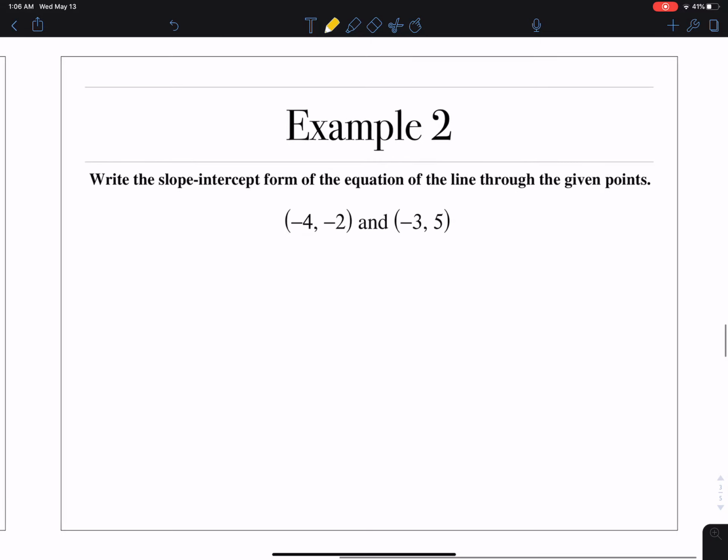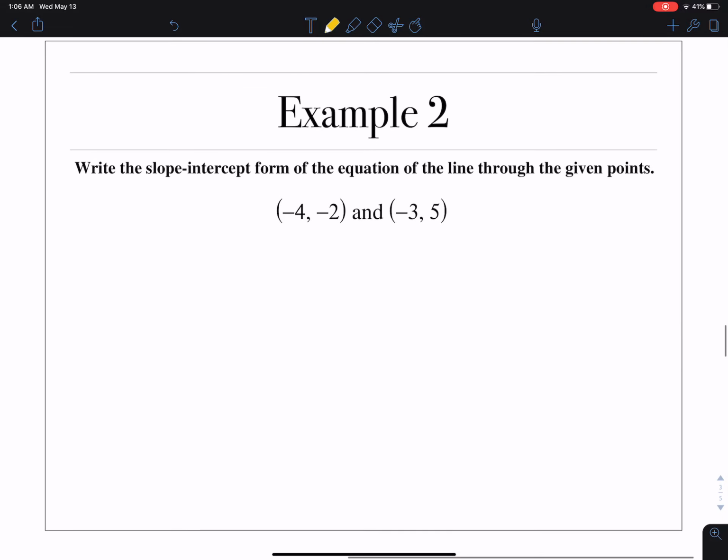Okay, so here's example 2 then. Again, the first thing that we have to do is figure out our slope. So x and y are ordered pairs. Again, it doesn't matter if we call this 1 and 1 or 2 and 2, so I'm going to change the order this time and make it 2 and 2 and 1 and 1.